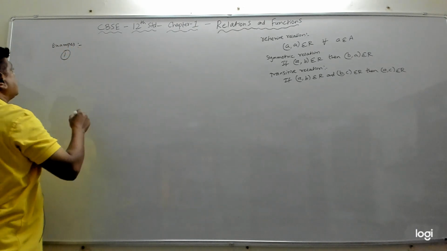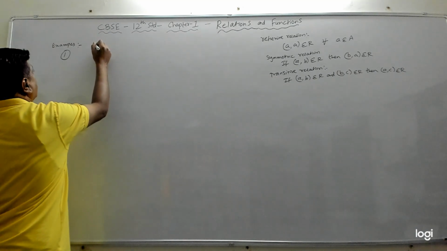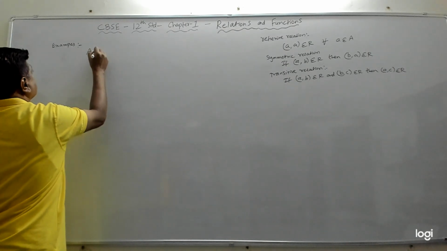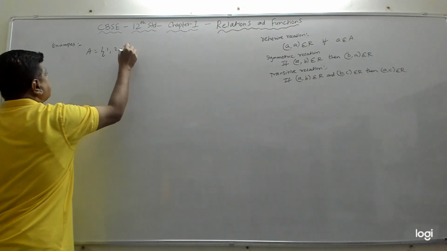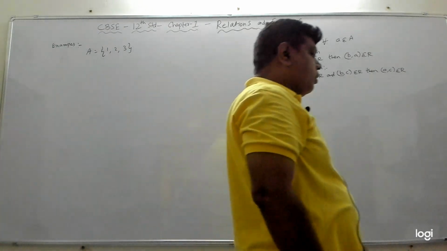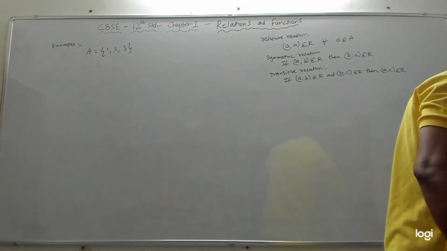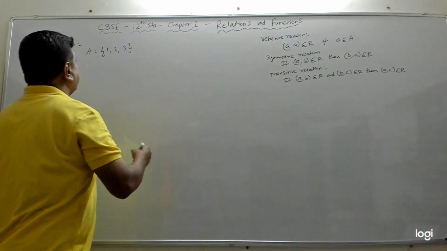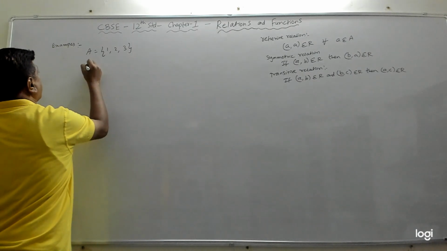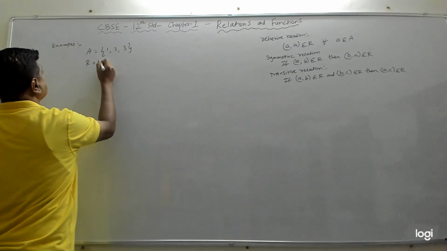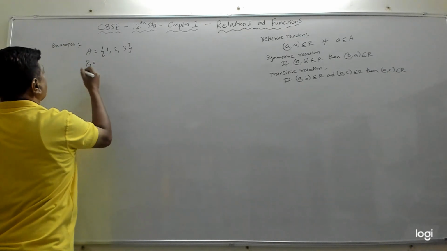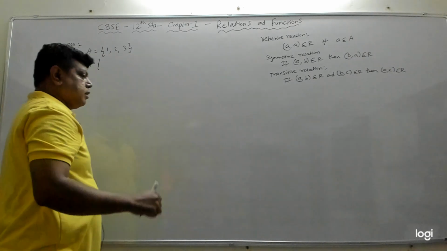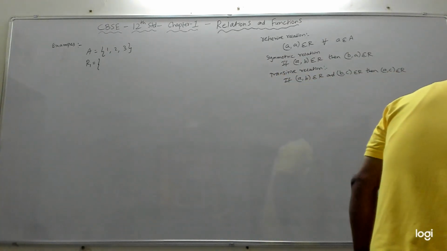Suppose I am defining a set A. Suppose A is {1, 2, 3}. It has the elements 1, 2, 3. So that is our set A. Suppose I am going to define a relation, say R1. I'm not writing the elements, I'm going to define the relation here.